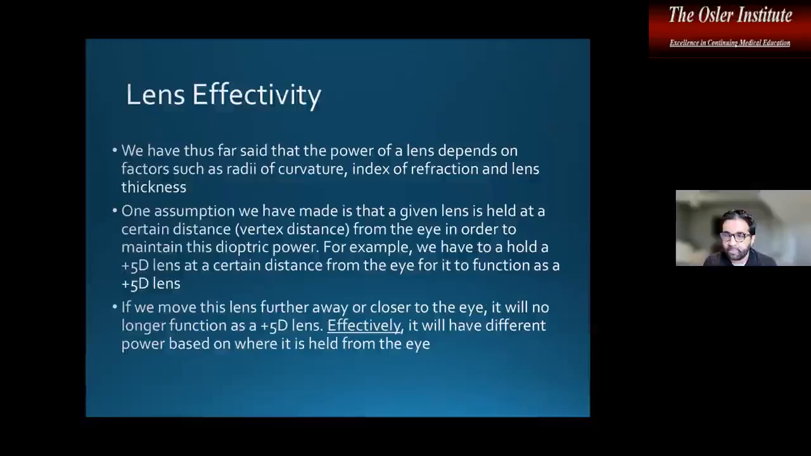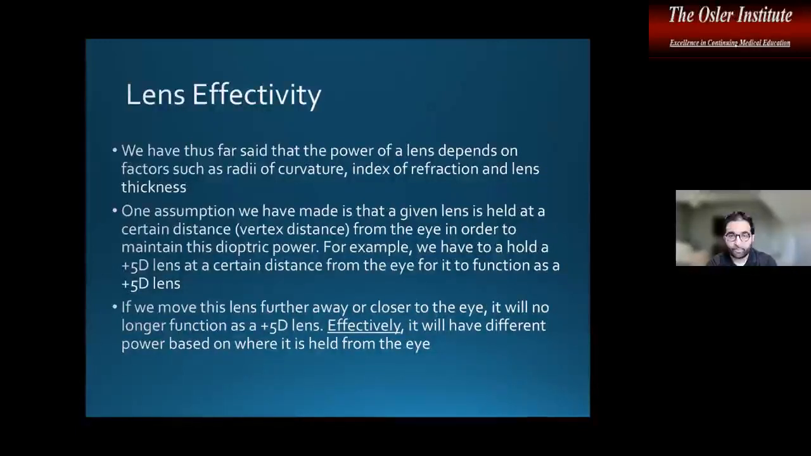So in other words, if we have a +5 diopter lens, if we hold the lens super far away from the eye versus super close to the eye, that 5 diopter lens will effectively have different power based on where it is held from the eye. If we move it further away or closer to the eye, it's not going to function as a 5 diopter lens. That assumption of a 5 diopter lens assumes that you hold it at a certain distance.